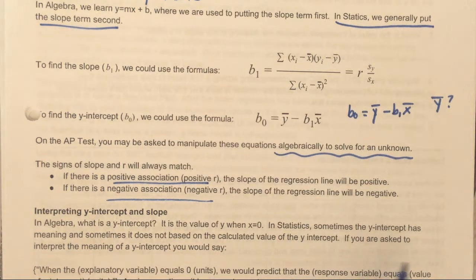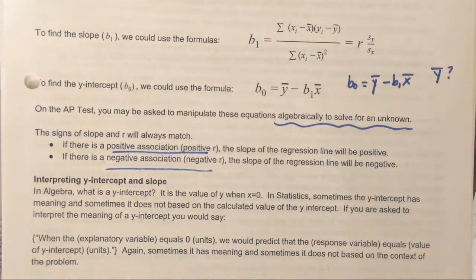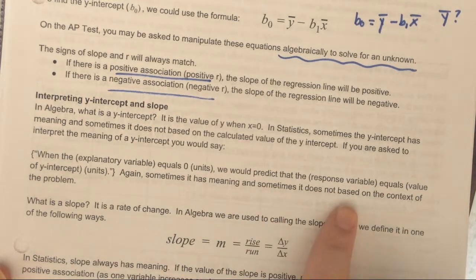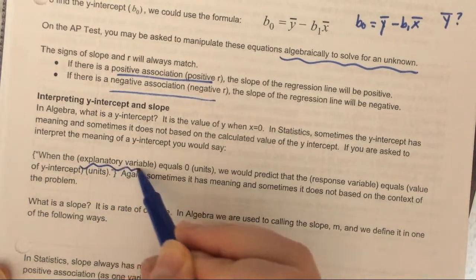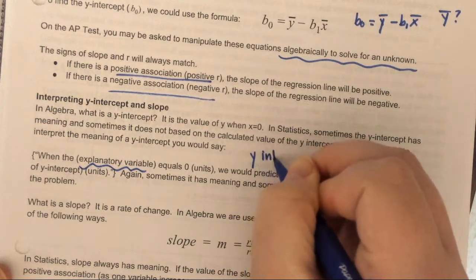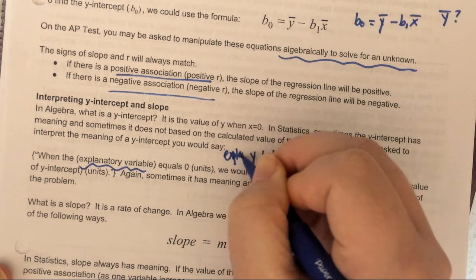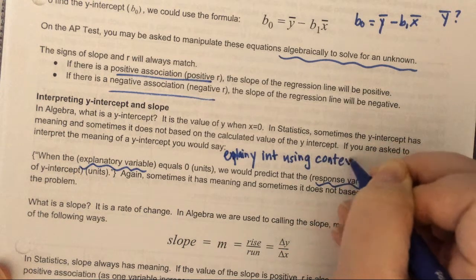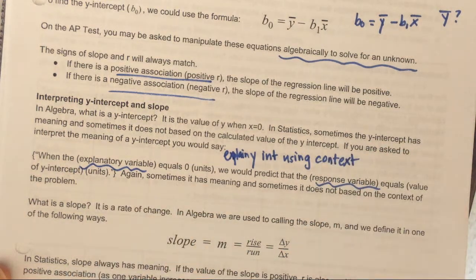In algebra, what is a y-intercept? In statistics, sometimes the y-intercept has a meaning, and sometimes it does not, based on the calculated value of the y-intercept. If you are asked to interpret the meaning of the y-intercept, remember statistics is all about the context. So you might want to explain in words what a y-intercept is, relating back to the context, meaning the explanatory variable and the response variable. But they're being very specific. You might have to explain it in reference to the explanatory and the response variable.